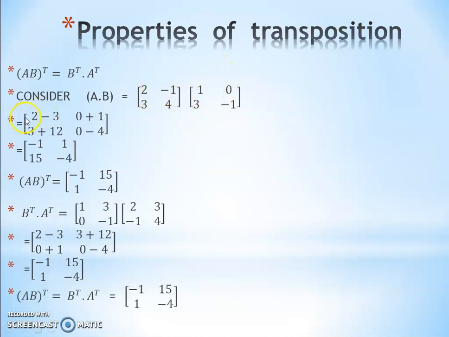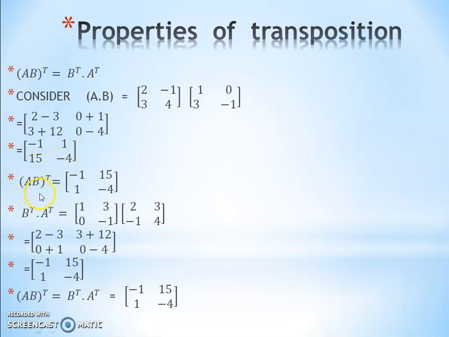So 2 into 1 is 2, minus 1 into 3 is minus 3. Now first row second column: 2 into 0 is 0, plus minus 1 into minus 1 is plus 1. We finish the first row. Now the second row first column: 3 into 1 is 3, 4 into 3 is 12. Now second row second column: 3 into 0 is 0, 4 into minus 1 is minus 4. So 2 minus 3 is minus 1, 0 plus 1 is 1, 3 plus 12 is 15, 0 minus 4 is minus 4. So we derive the matrix minus 1 1, 15 minus 4.